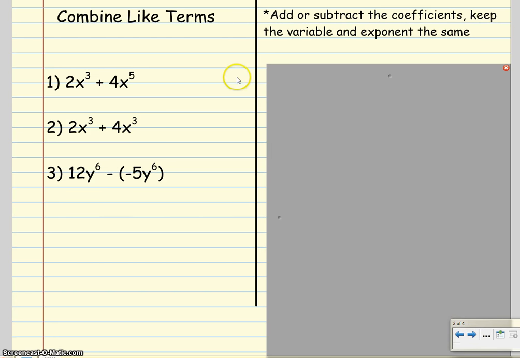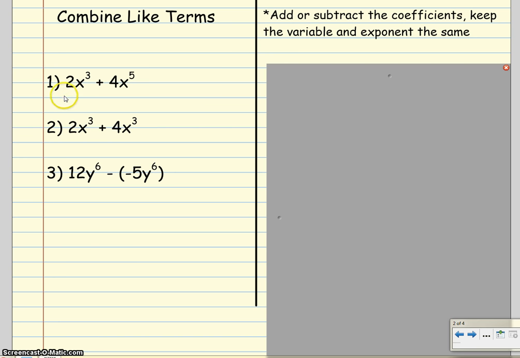Combining like terms. The way that we want to combine like terms is we are going to just add or subtract the coefficients. And a reminder, the coefficients are the numbers in front, like the 2 here and the 4 here. Those are coefficients. And we're going to keep the variable and exponent all the same.